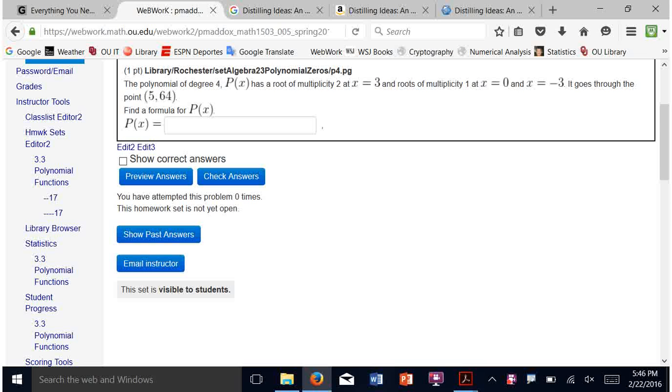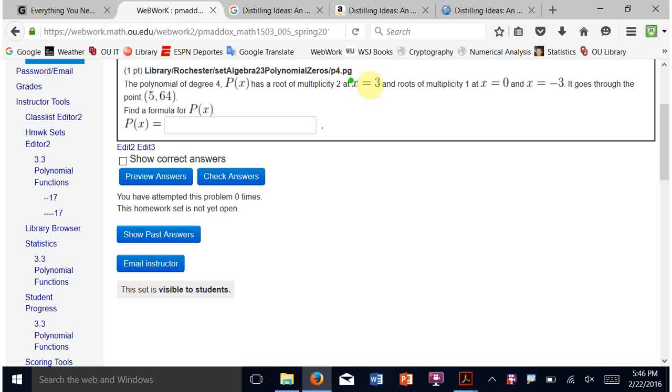Okay, so here we're given a polynomial of degree 4 and we're going to be trying to find a formula for this polynomial. We're also given its roots and the multiplicity of the roots. And we're given a point on the graph. So we're going to use this information to construct our polynomial. Okay, so let's start with this information.